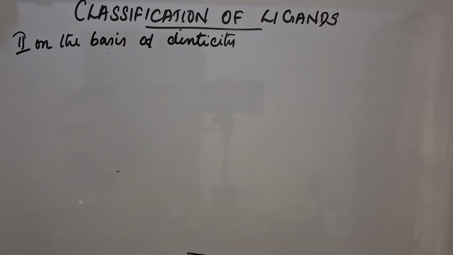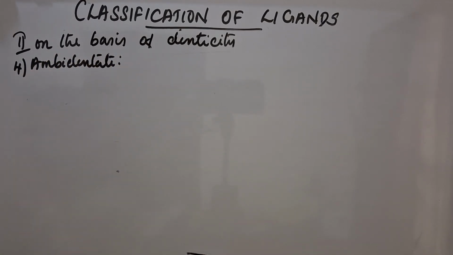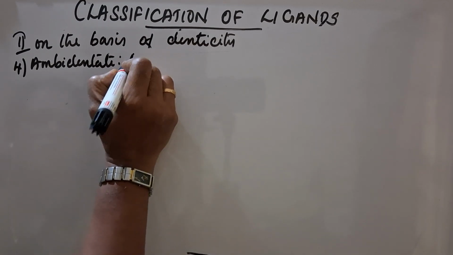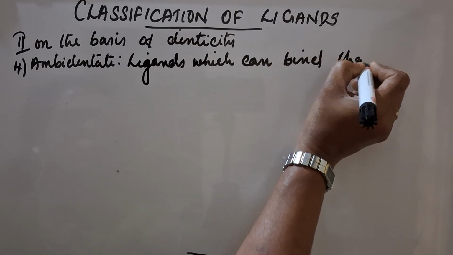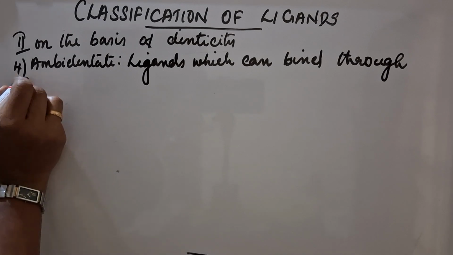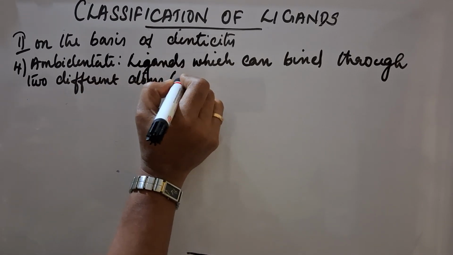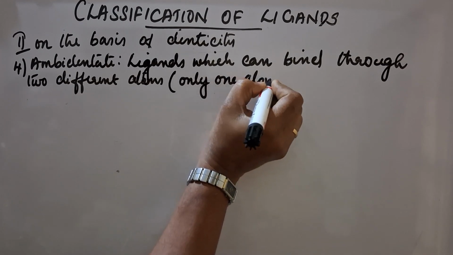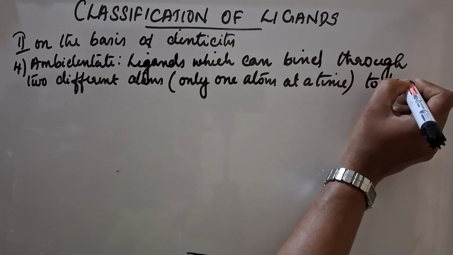The fourth one, ambidentate ligands. In this case, ligands can bind through two different atoms to form coordinate bonds. That is, from the same ligand, two different atoms can form coordinate bonds, but only one atom at a time.